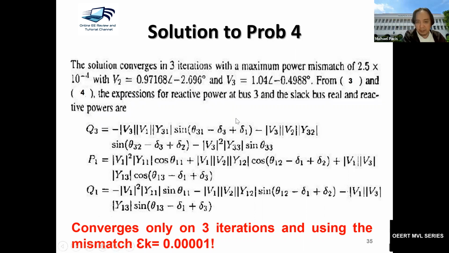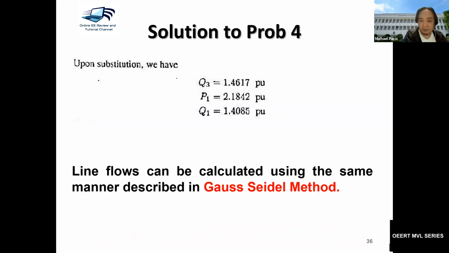Okay, so for the expressions for the active powers at bus 3, you can use these equations based on what we have on equations 3 and 4 to get the values of P1, Q1, and Q3, because P2, P3, and Q2 are already given in the calculations. And it converges in 3 iterations. And thus, upon substitution, we can have the final values in per unit. And if you already have all of the values of your voltages and bus powers, you can now calculate the line flows using the method of Gauss-Seidel as mentioned a while ago. Okay, I think that will be enough for the conclusion of this topic.